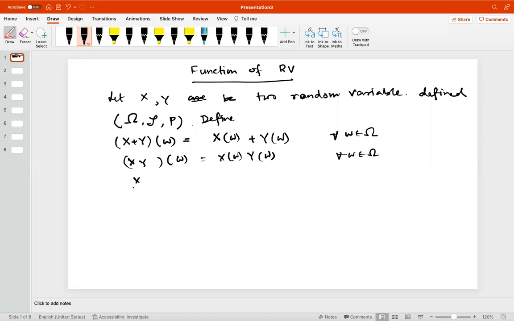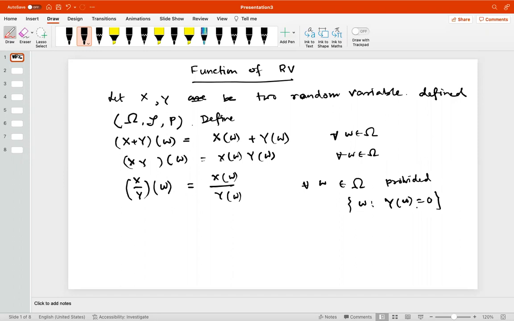Now, what about the division X by Y, the division of two random variables? At omega it is just X(omega) divided by Y(omega), but this should not be defined if Y(omega) is 0. So this is for all omega, provided that the set where Y(omega) equals 0 does not exist, that is, it is the empty set. For every omega, Y(omega) is not equal to 0.